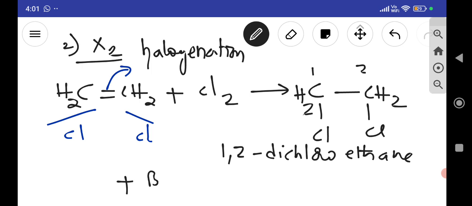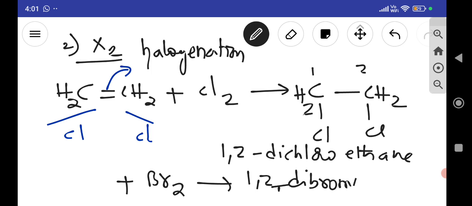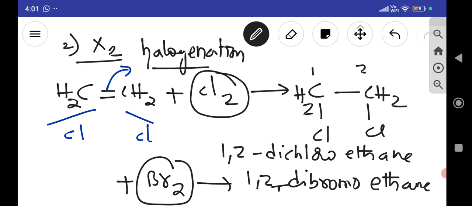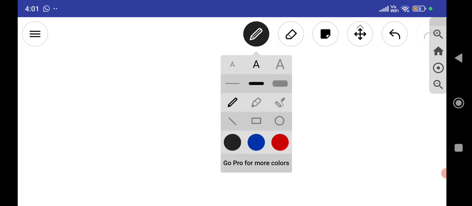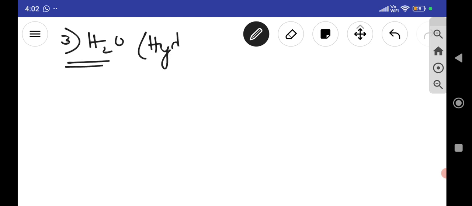Similarly, if you add Br2, you will get 1,2 dibromoethane. So same addition reaction. So this is the second one. As you are adding halogens, this reaction is also known as halogenation. Next, polymerization and oxidation are not in the syllabus, but we can also have addition of water, H2O, as the third reaction. Removal is called dehydration, so addition is known as hydration.